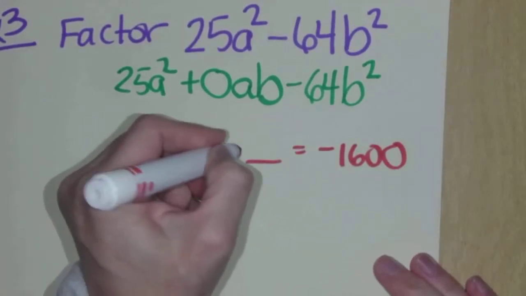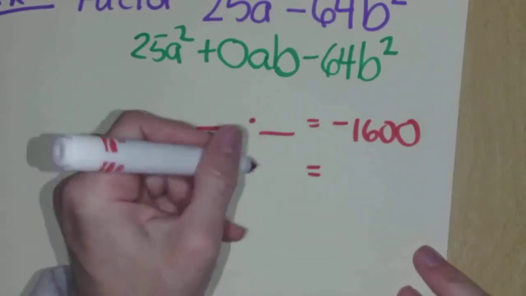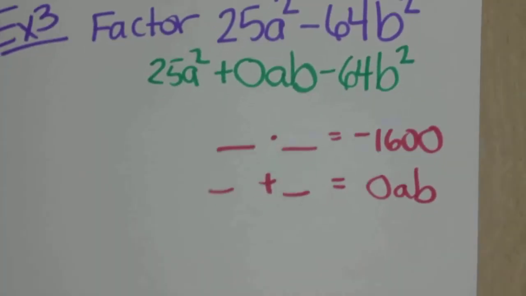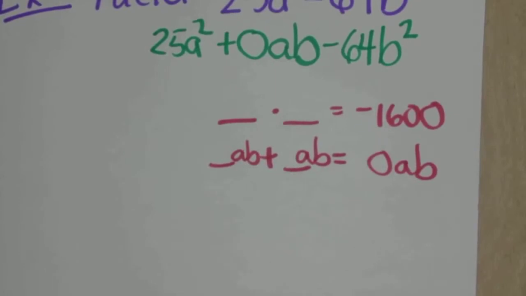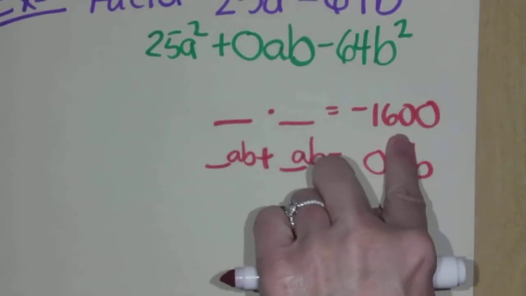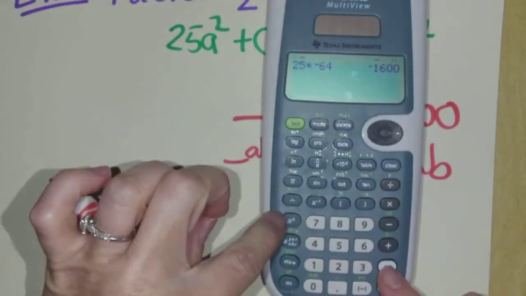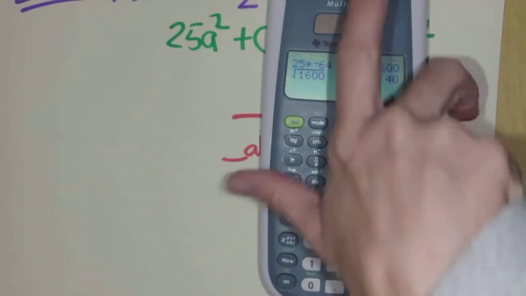So we're looking for two numbers or terms that multiply together to give us this, but add to give us 0ab. So this is going to have an ab on it, and this is going to have an ab on it. But what are the two numbers? Well, I played around with it, and I think it's going to be 40 and negative 40, which is the square root of 1,600. If you take the square root of 1,600, look what you get, 40. Okay, difference of perfect squares.